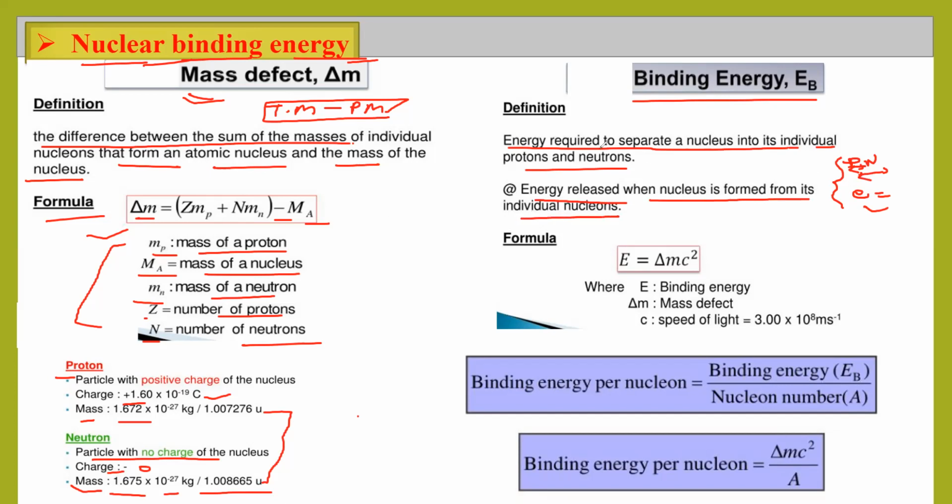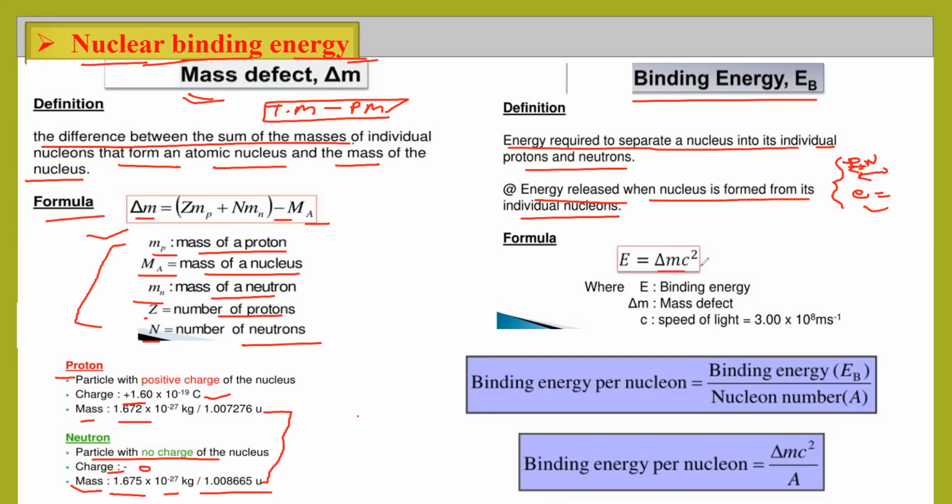That is, separate the protons and neutrons, how much energy is required, and mix the protons and neutrons together, how much energy is released. That is binding energy. And what is the formula of binding energy? E is equal to delta M C square.